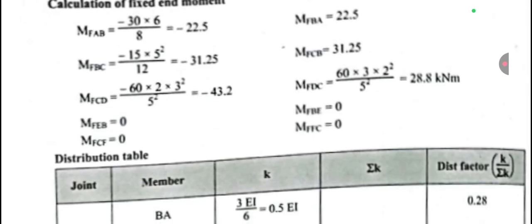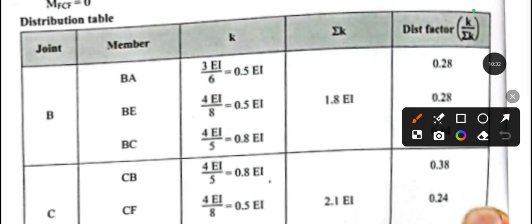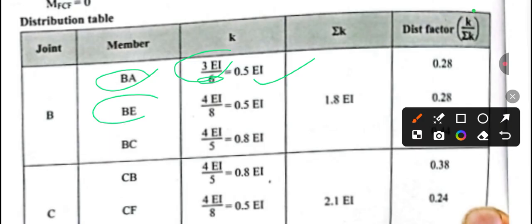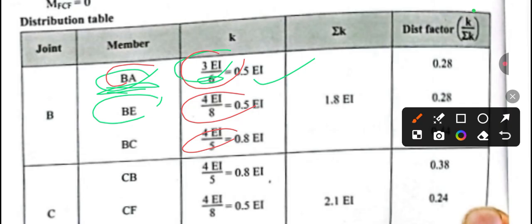Okay, so let's calculate. As I said, for the hinge support, that is BA, we have to apply 3EI by L. So 3EI, L is 6, so this was 0.5. For the BE, as I said, this is the hinge support, this is the fixed support. This one is only a hinge. You can see here, for this value only we have to apply 3EI by L, and all the remaining values, we have used 4EI by L. Nothing will change.